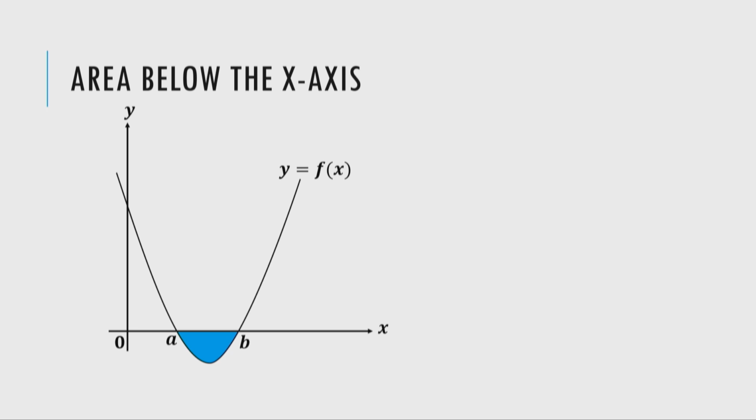Now let's have a look at area below the x-axis. If the required region between y = f(x) and the x-axis lies below the x-axis, the definite integral will be negative. Hence, for a region that lies below the x-axis, the area is given as follows. Area = the modulus of the integral of f(x) with respect to x between the limits a and b.